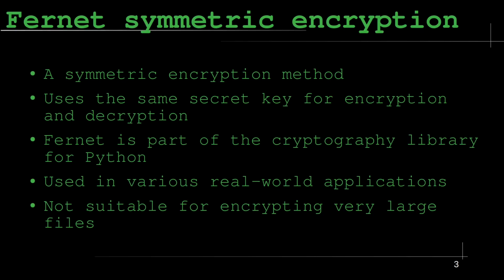Let's cover Fernet encryption in a bit more detail. Fernet is a symmetric encryption method, which means it uses the same key for encryption and decryption. It guarantees that the message encrypted using it cannot be manipulated or read without the key. So here's how it works. First we have key generation. Fernet uses a URL-safe base64 encoded 32-byte key. This key must be kept secret, as anyone with the key can create and read messages.